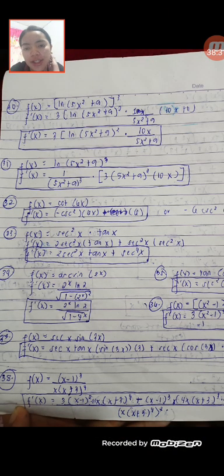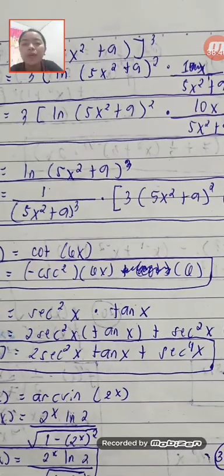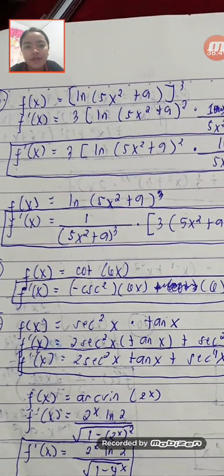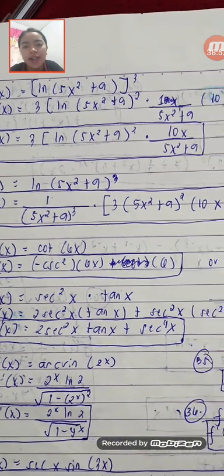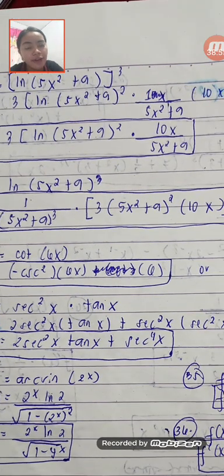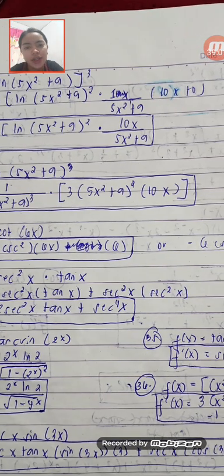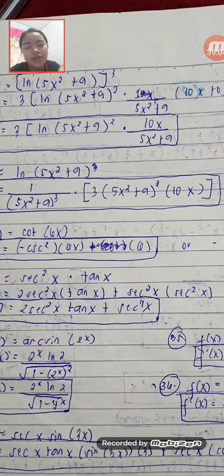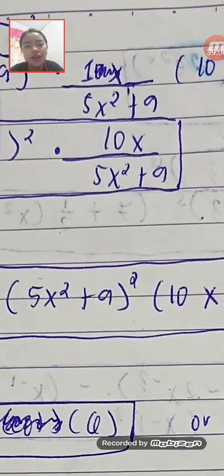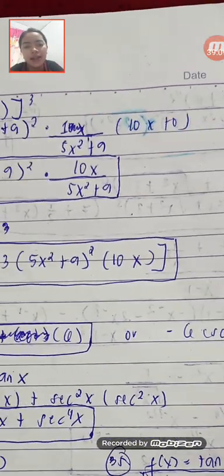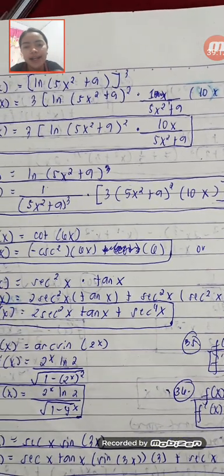Item number 30, f of x is equal to ln times the quantity of 5x squared plus 9 raised to the power of 3. So in this item, we need to use the chain rule. So in using the chain rule, we come up with this. We need to bring down the 3, copy the inside function, and 3 minus 1 is 2. And let's multiply this to the derivative of our inner function. So the derivative of our inner function is, we have here 1 over 5x squared plus 9. And the derivative of 5x squared plus 9 is 10x plus 0.